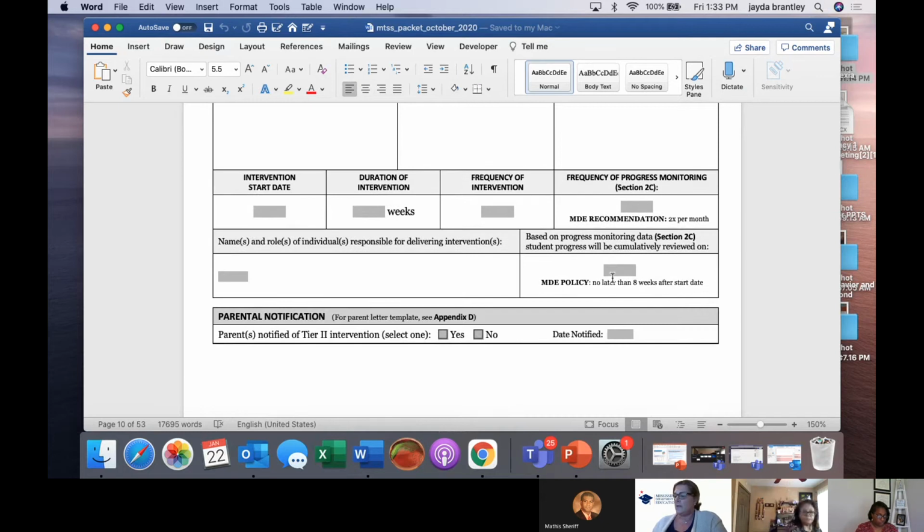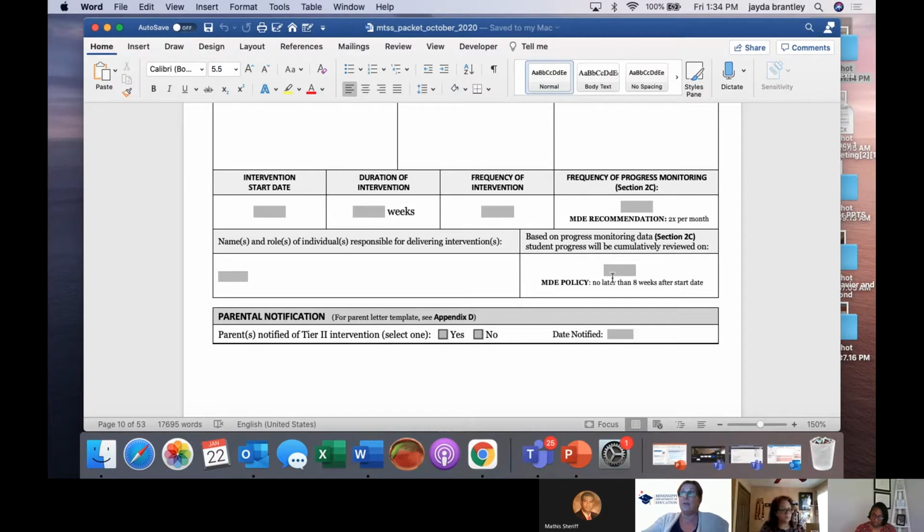Okay. So at the bottom of the form, you just have your intervention start date, the duration, meaning the number of weeks, and frequency: am I seeing this student 3 days a week, 5 days a week, every other day? Some secondary schools do an A-B schedule, so I may have a student I only see on A days. We allow flexibility with MTSS, because with your capacity and scheduling, you have to make it fit your needs. That's where you as a team will decide frequency of progress monitoring.